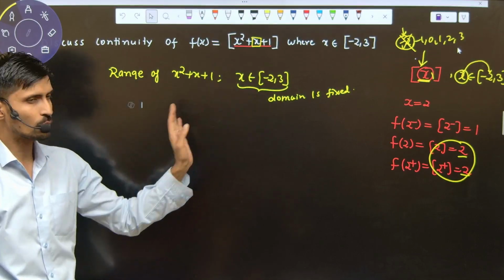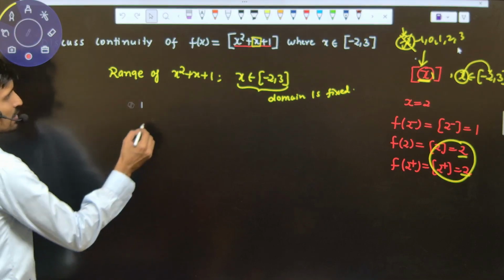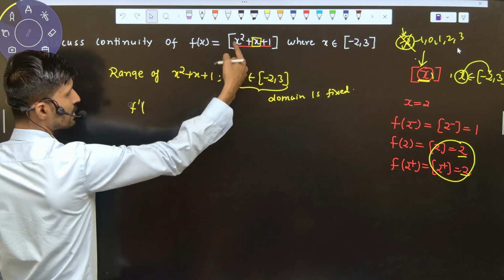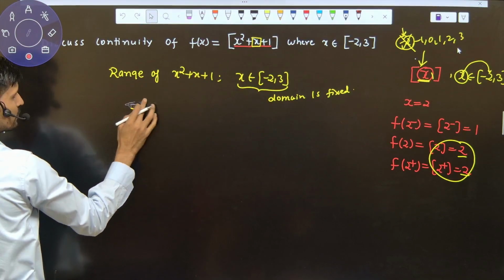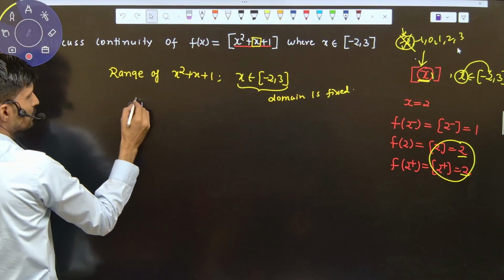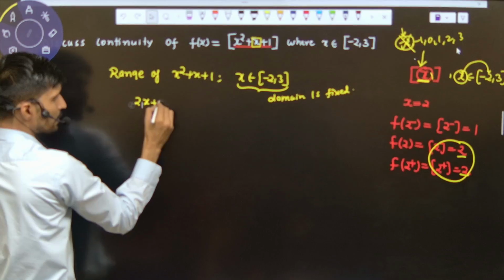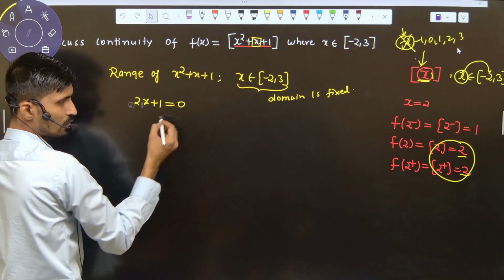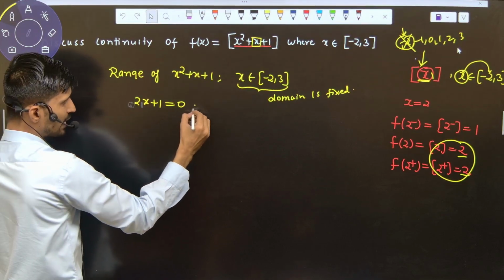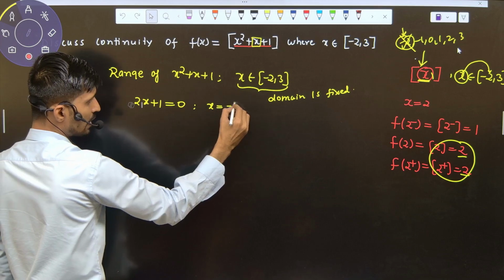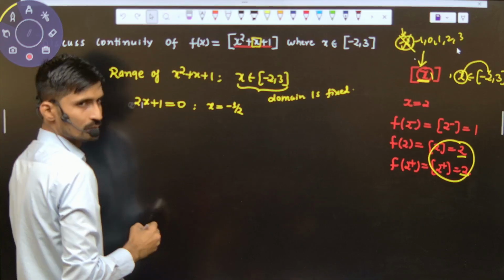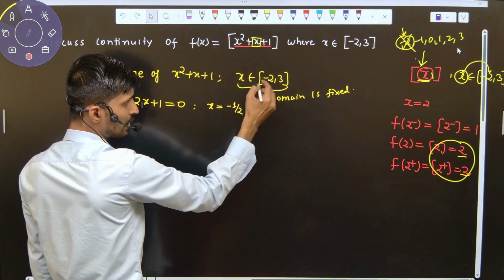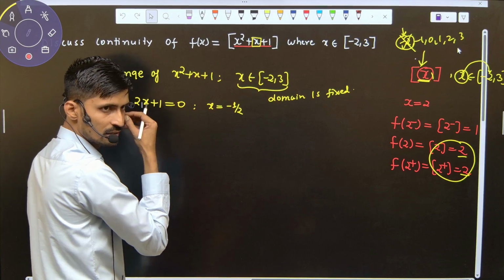But here we are going to do a very simple process, and that process is, first of all, I will do differentiation of that function, x square plus x plus 1. What will it become? 2x plus 1. After doing differentiation, I will equate it with 0 and find x from here. What is x? Minus 1 by 2. Now I'll check whether this minus 1 by 2 is lying between minus 2 to 3 or not. It is lying.